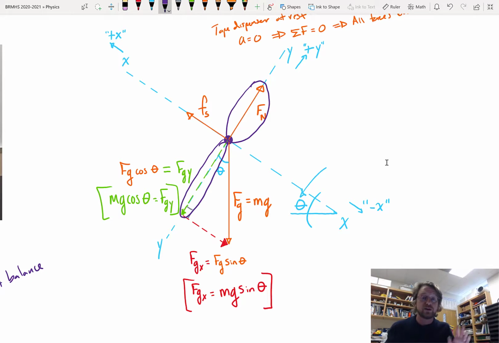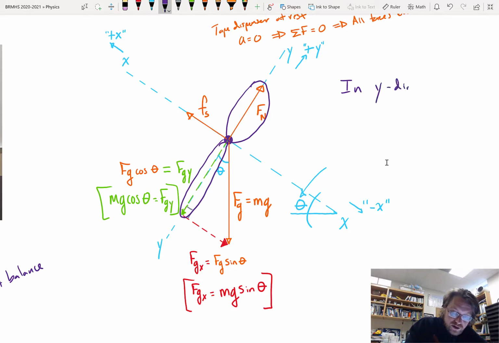Once we break up that orange FG into its y and x components, you don't look at the orange FG anymore. You've got it into its pieces. So all we're looking at are the green and the red pieces once we start looking at the x and y axes. So these two guys are balancing out. It must be the case in the y direction that those two forces balance out because those are the only forces in the y direction.